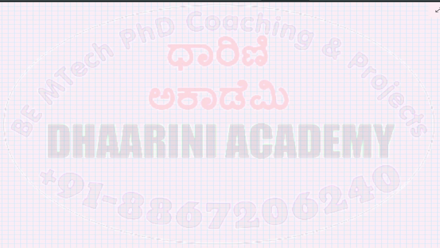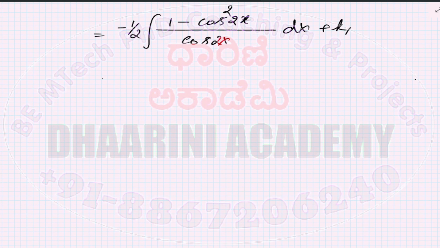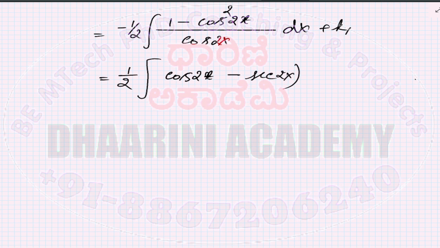So this means I'm going to rewrite this as: I'll take the minus inside, so there is a half outside, integral of cos square 2x by cos, it's simply a cos function, this is cos 2x, minus 1 by cos is a secant, so I'm going to write secant 2x. The minus sign which is outside, I have taken that inside, dx plus k1.